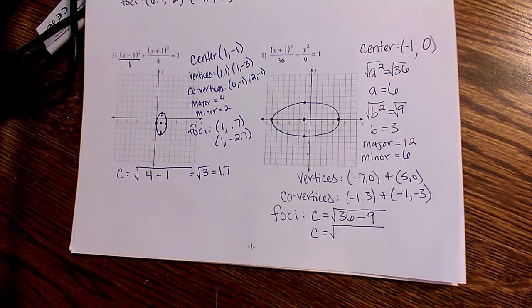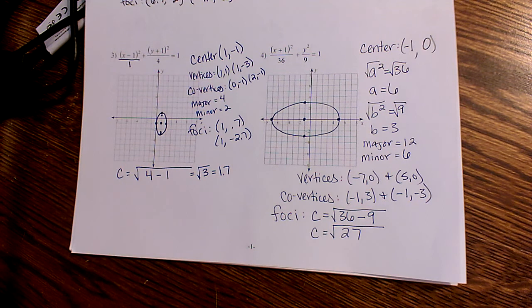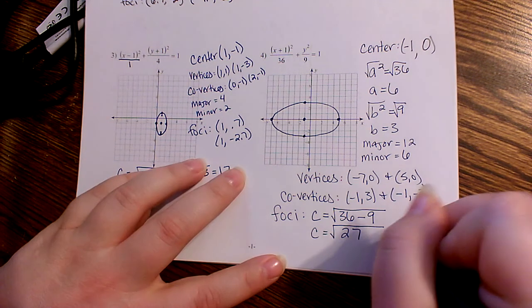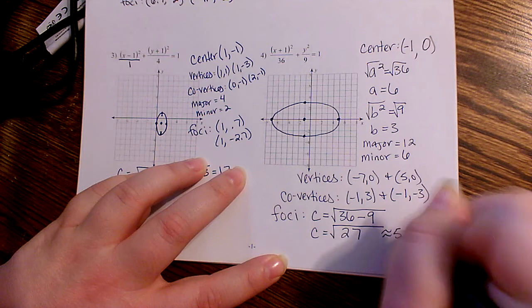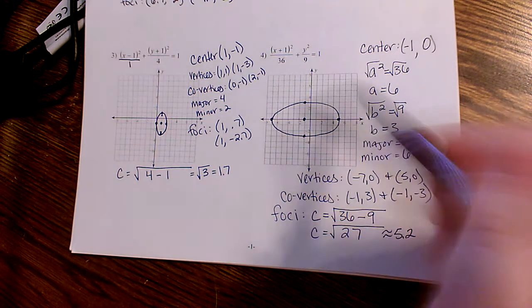So 36 minus 9 is 27. So the square root of 27, I'm going to type that in. That is about 5.2 if we round it. Okay, so that doesn't tell us the ordered pair of the foci.